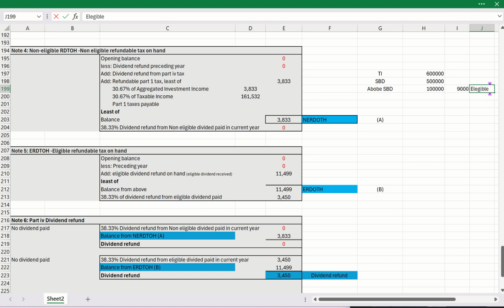Eligible. Okay, and then any dividend we paid here, if we paid 30,000 from here, that would be non-eligible. So this would be non-eligible, this would be eligible. Okay, so now you know.